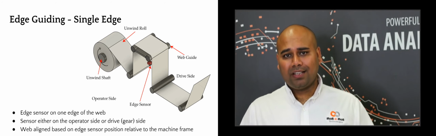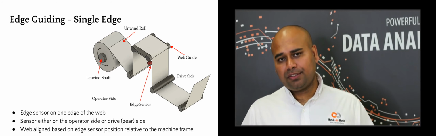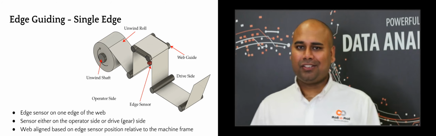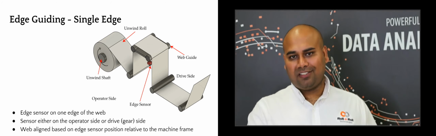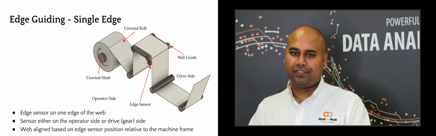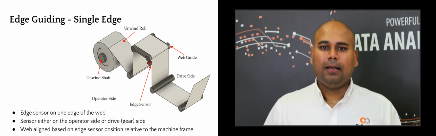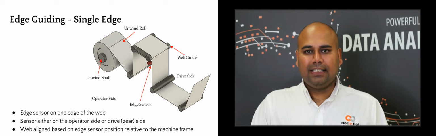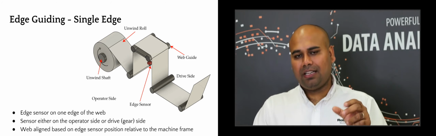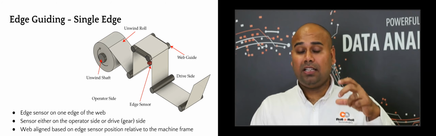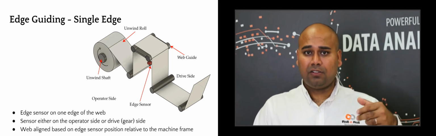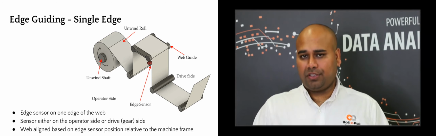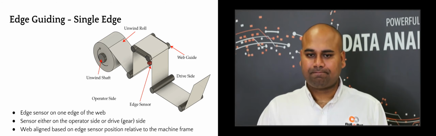Typically, one sensor or two sensors are used, and in a single edge guiding application, the sensor may be installed on the drive side or on the operator side, depending upon what is required. And then the sensor is typically positioned at a constant or a predefined reference within the machine so that the web can be guided to a certain position within the machine.